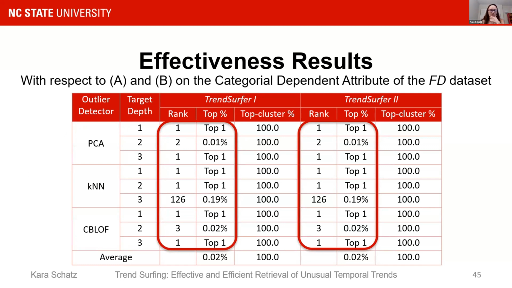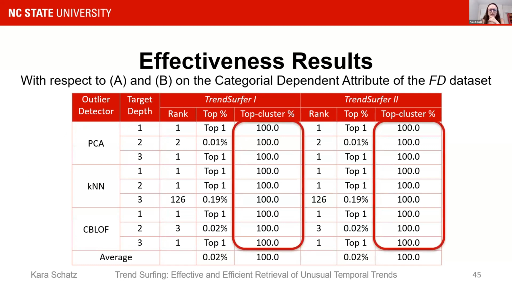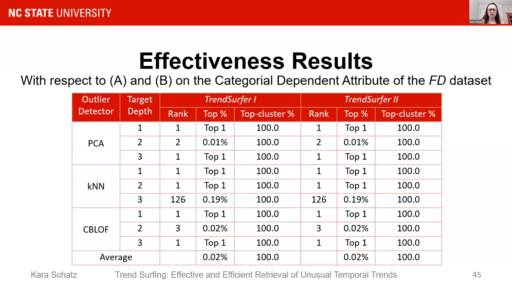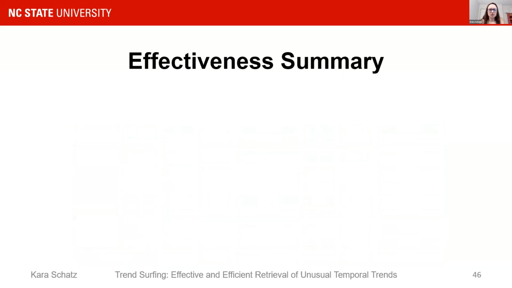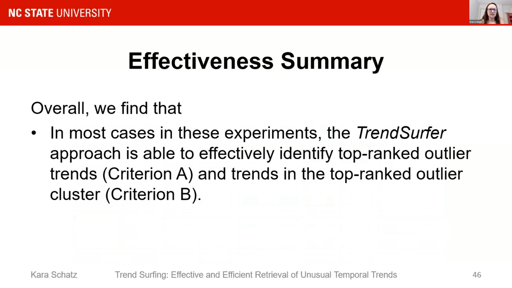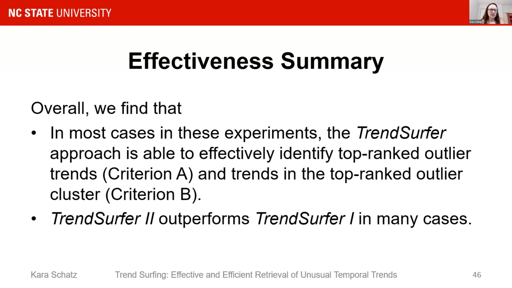Although the returned trends were in the top scoring outlier cluster in every case for this experiment. And the performance of trend surfer 1 and 2 are equivalent in this case. So to summarize so far, we have now seen that in most cases in these experiments, the trend surfer approaches are able to effectively identify unusual trends satisfying both unusualness criteria, and trend surfer 2 outperforms trend surfer 1.